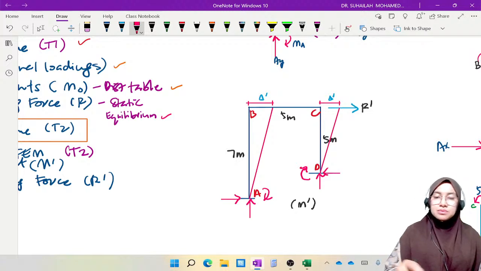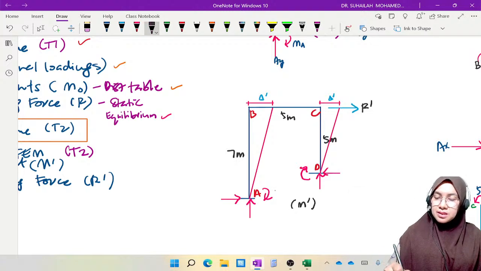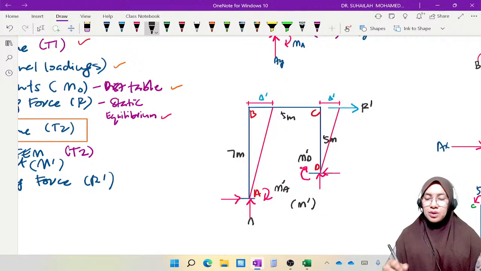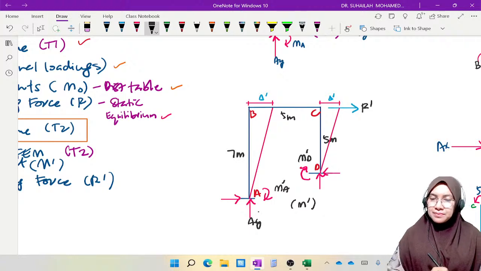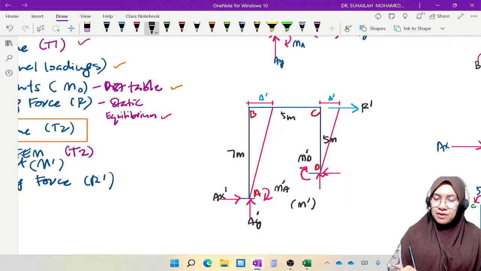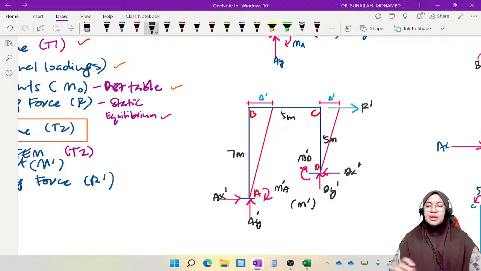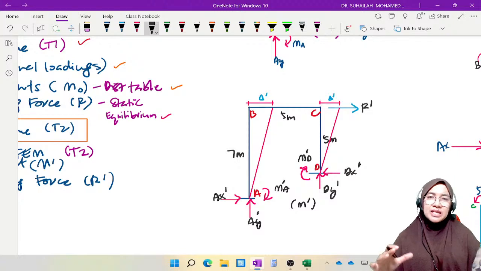So here is M A or MAB. This one is MD. So all these are prime values. We have AY prime, AX prime, DY prime, DX prime, MD prime. So this is actually the free body diagram.